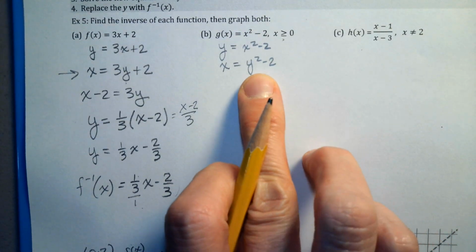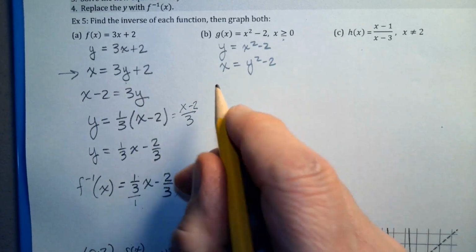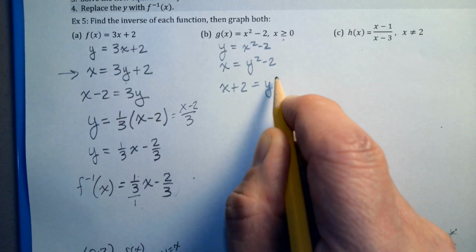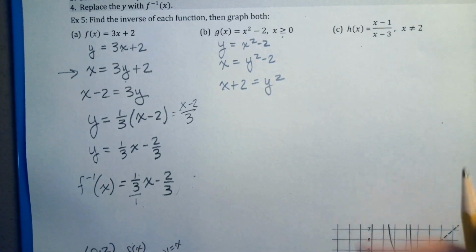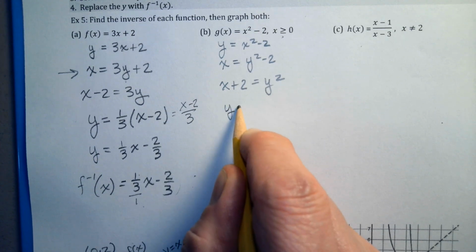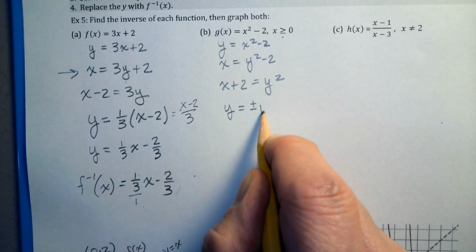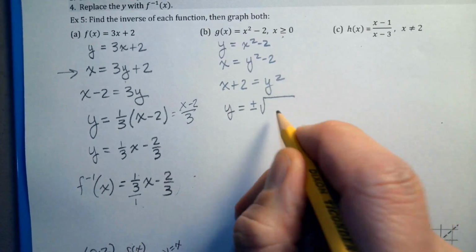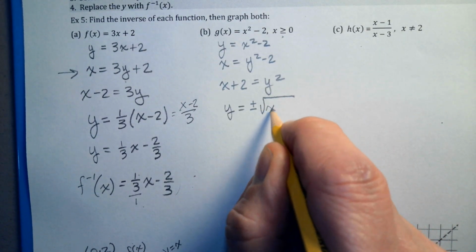Solve that for y. First of all, for y squared, move the 2 over. x plus 2 equals y squared. Now we want to solve it for y, so let's take the square root of both sides. y is equal to plus or minus the square root of x plus 2.